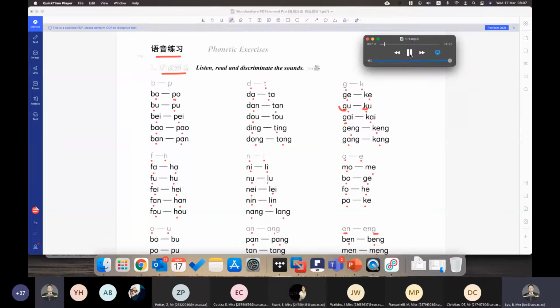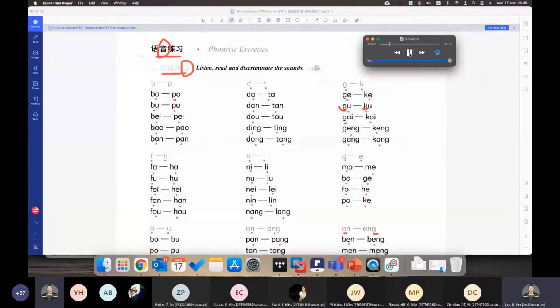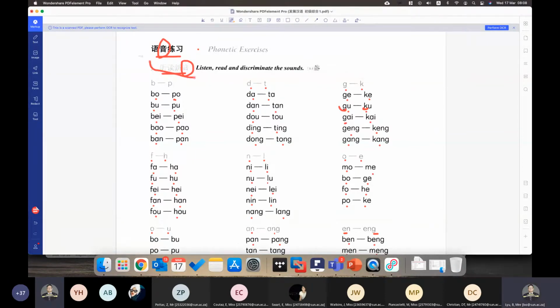语音练习，语音 phonetic，练习 exercise practice。一、听读辨音。听 to listen，读 to read，辨 to distinguish，音 you will see the very same yin here. Yin means the sound. You see how efficient the Chinese language is, right? You need this long in English, maybe longer in other languages, but in Chinese, just this.